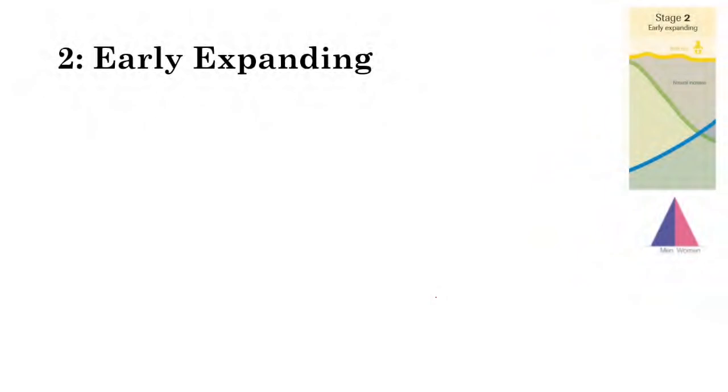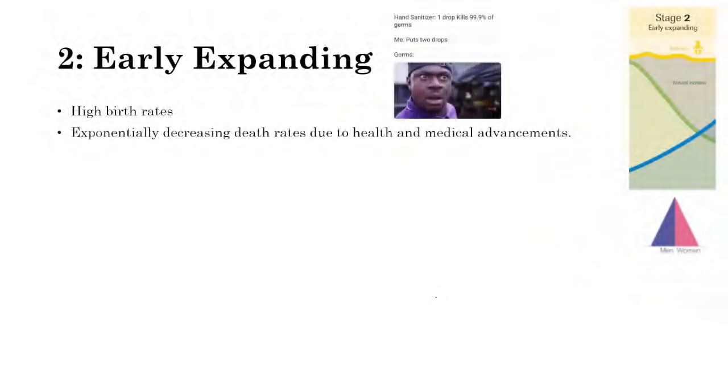Early expanding. This is the first time that the populations will expand. So we see high birth rates. The birth rates do not change from stage 1 to stage 2. The birth rates will remain high. We typically see exponentially decreasing death rates due to health and medical advancements. We see a high natural increase rate. This is the highest it will ever be because we are experiencing exponential population growth here.